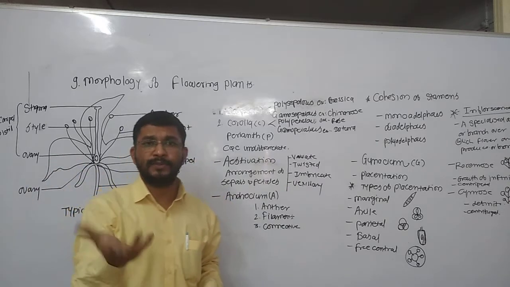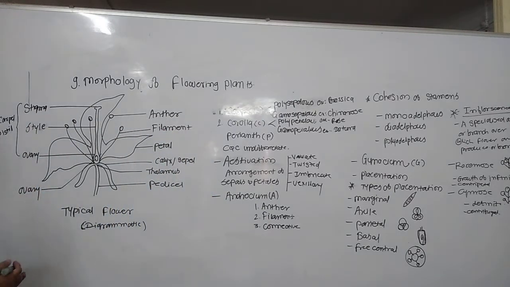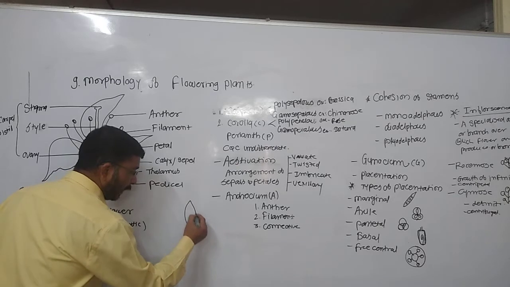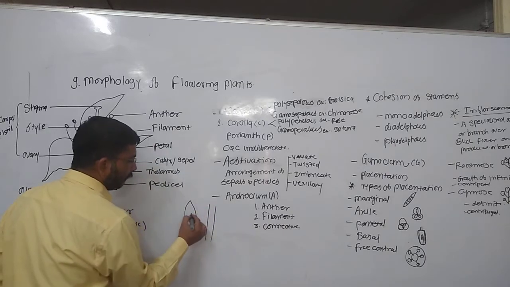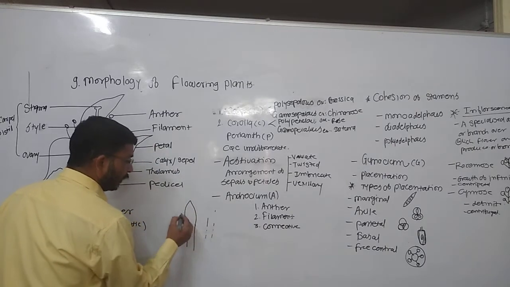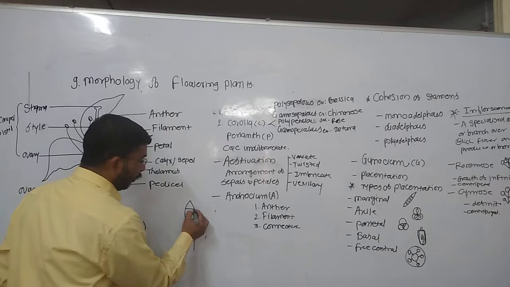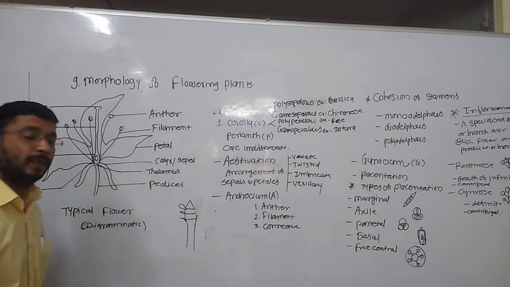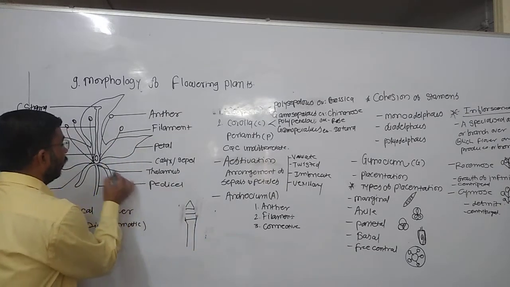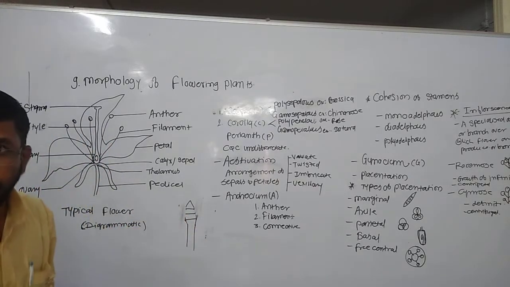Then we can call it the sexual part of the plant. It is a condensed modified shoot, and this is the shoot. If this is the stem, on the stem we find the shoot. On this shoot we find structures called nodes and internodes, and on the nodes leaves are formed. But rather than leaves, we find different structures, different floral whorls, formed.